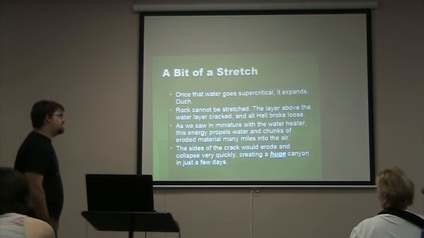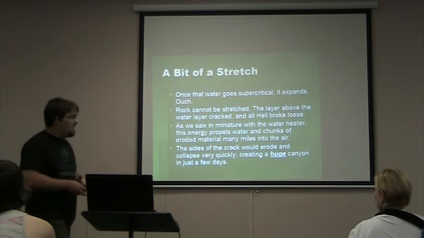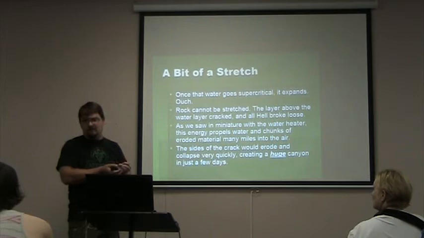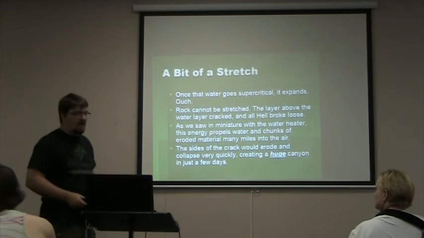Now, once this crack forms, it spreads in both directions at a bajillion miles an hour, and the sides of the crack erode and collapse very quickly. You can't have a cliff of rock 10 miles tall. Does not work. The bottom of the cliff is under so much pressure that it crumbles. Okay. So this cliff is falling apart, it's being eroded, it's got all this kinetic energy just blasting it up into the atmosphere. It's a bad, bad day. We have a huge canyon formed in just a few days.